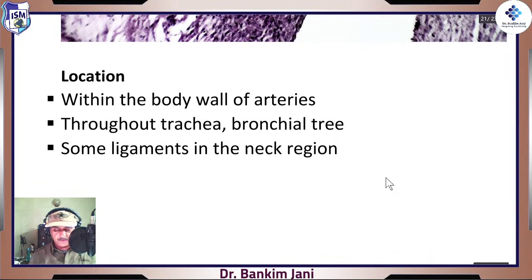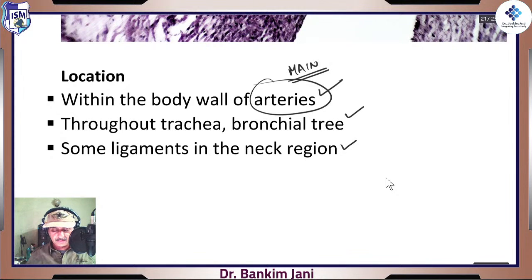So within the body of arteries, throughout trachea, bronchial tree, and some ligaments in the neck region. But remember, this is the main. All the arteries, they are elastic. Bronchial tree, right? Our bronchus, elastic. So when we need more air, right, they dilate. And then they have got capability to shrink also, depending upon the requirement.